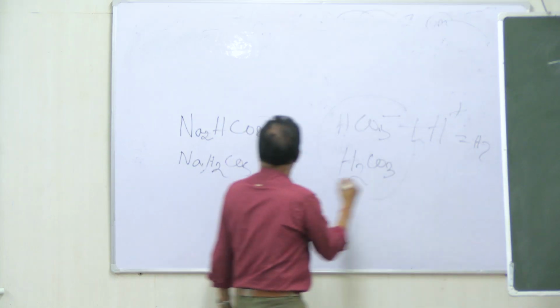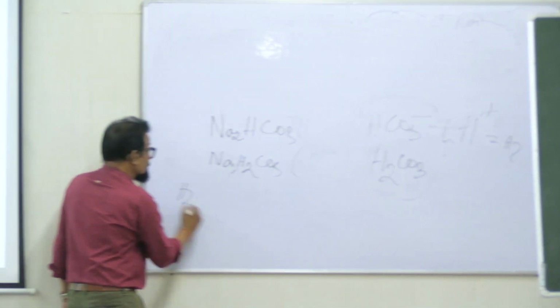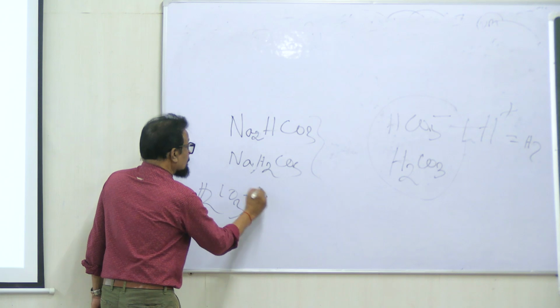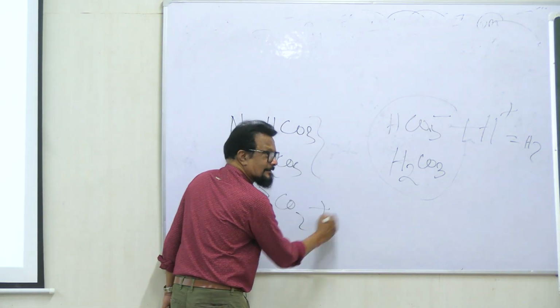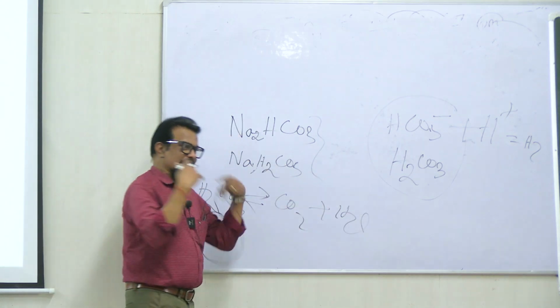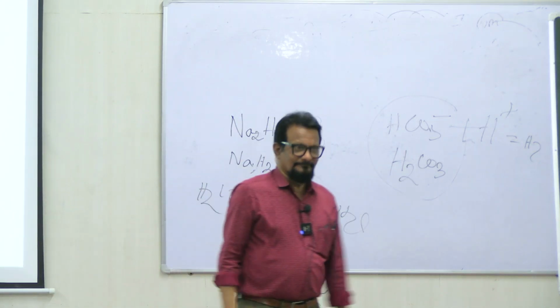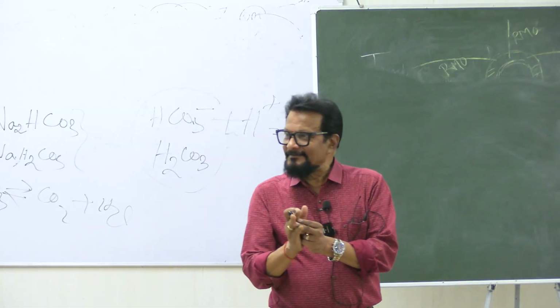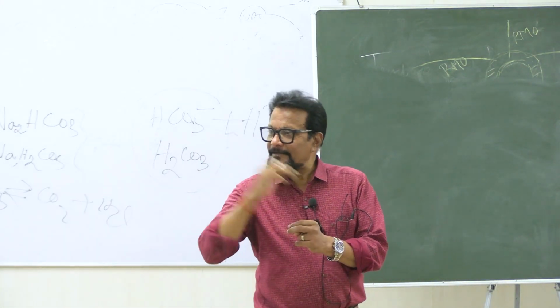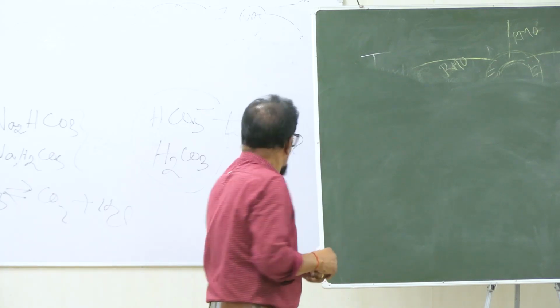H2CO3. Oh, you can't see. H2CO3 will be formed. Now this will be broken down into carbon dioxide and water. Gone. Problem solved. This way we can neutralize the hydrogen ion, the acid.